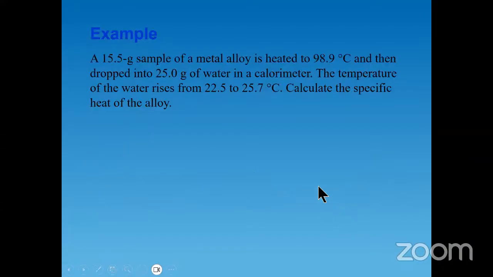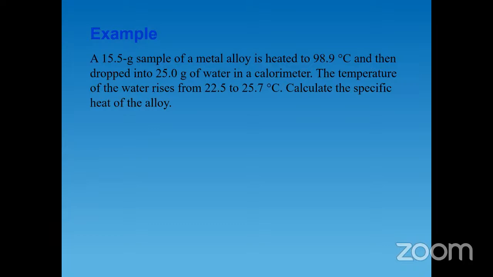All right, so here's another example. Now, this one involves not only specific heat or the equation for specific heat, but it also involves the law of conservation of energy. So let's look at what the question says. The question says that a 15.5 gram sample of a metal alloy is heated to 98.9 degrees Celsius and then dropped into 25.0 grams of water in a calorimeter. The temperature of the water rises from 22.5 to 25.7 degrees Celsius. So the question is asking for you to calculate the specific heat of the alloy.